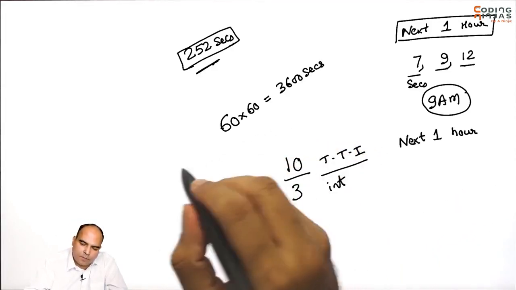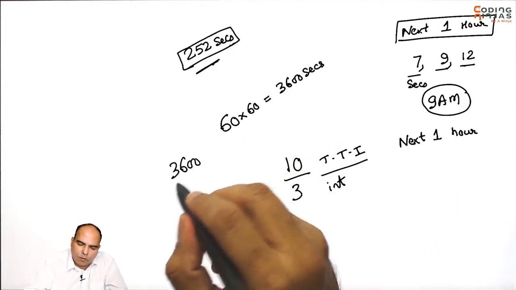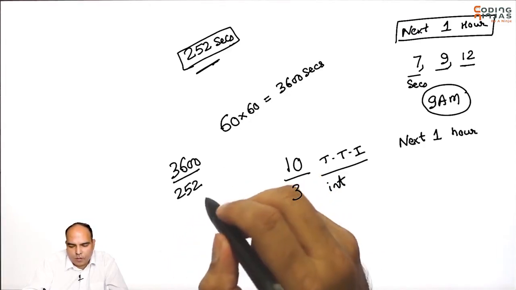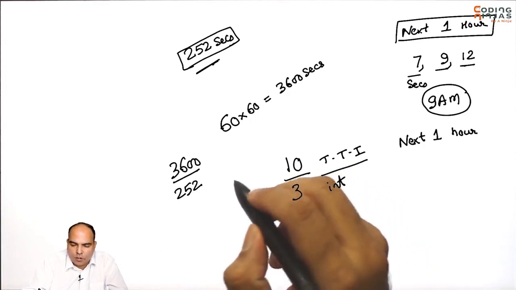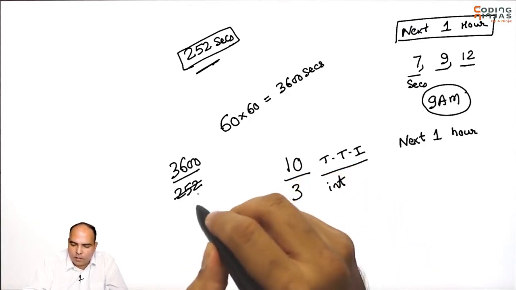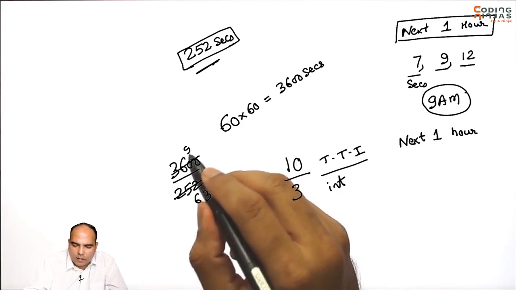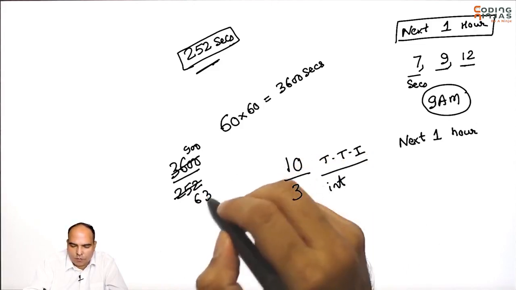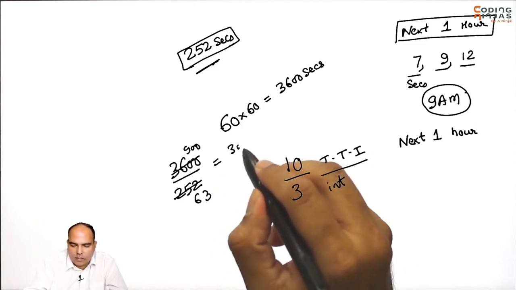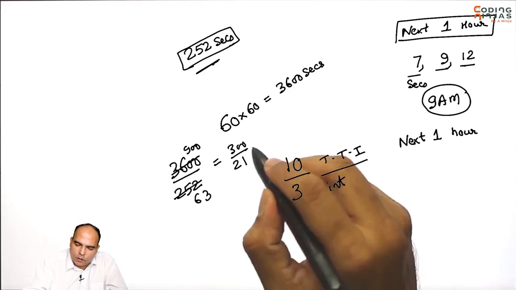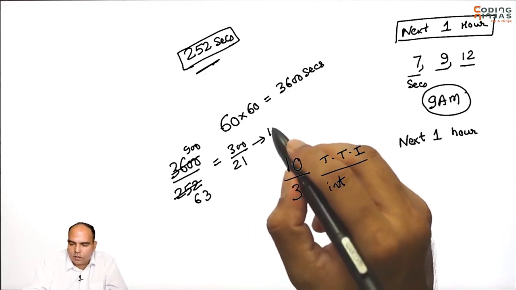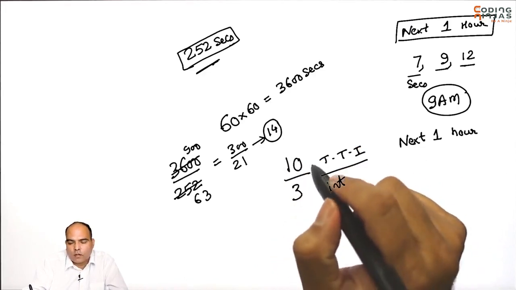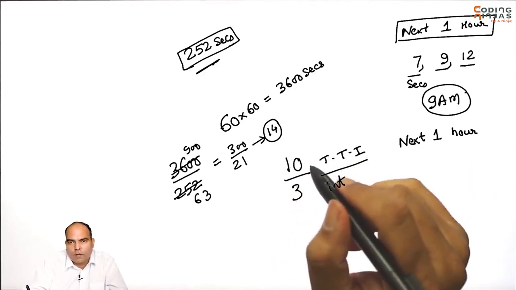So in this case, the answer is going to be 3600 by 252, which, if you do that calculation, is 900 by 63, or you can further divide this as 300 by 21, and you can see that the quotient of this division is 14. You just need the quotient, not the remainder, because the remainder is going to be irrelevant.